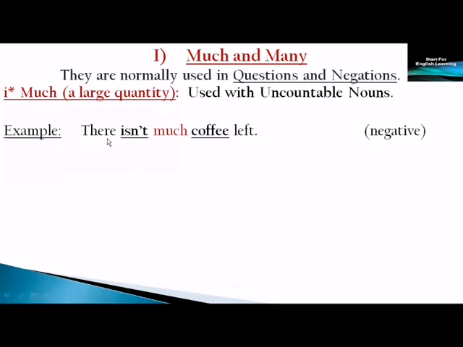Example: there isn't much coffee left. This is a negative sentence. There isn't, is not, much coffee. Coffee is an uncountable noun. There isn't much coffee left. This is a negative sentence.